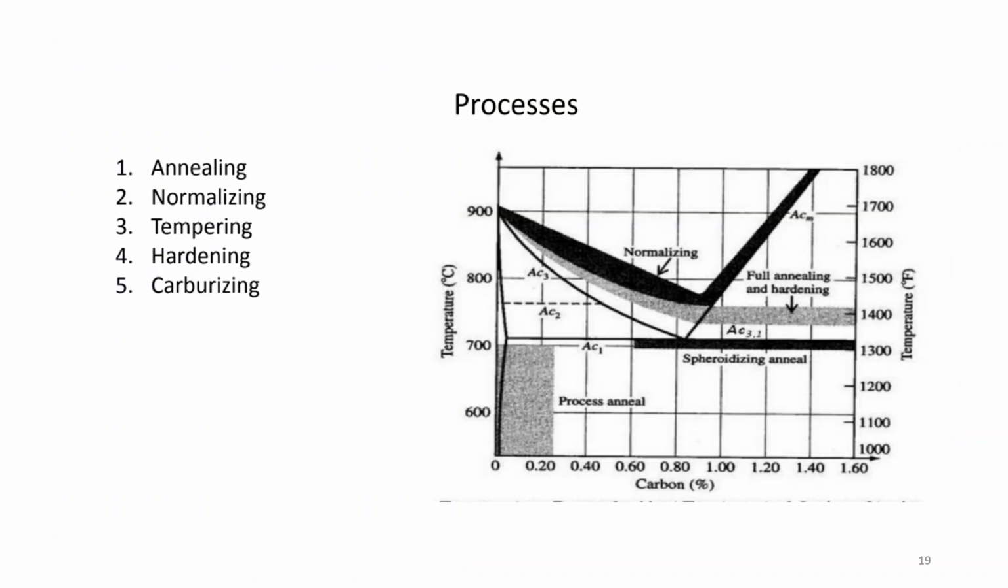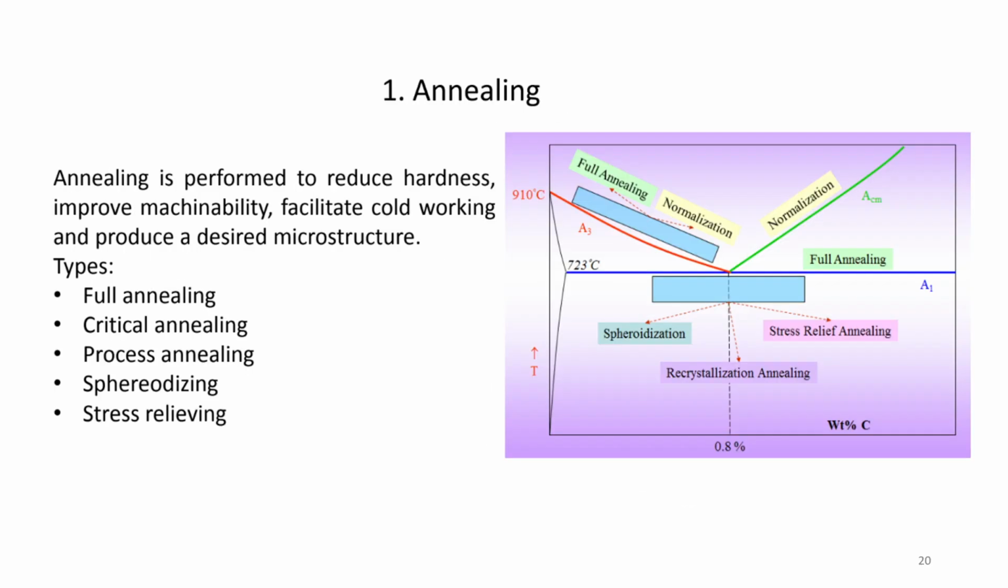These are various heat treatments. First we have annealing. It is performed to reduce hardness, improve machinability, facilitate cold working, and produce a desired microstructure. Some of the types include full annealing, critical annealing, process annealing, spheroidizing and stress relieving.